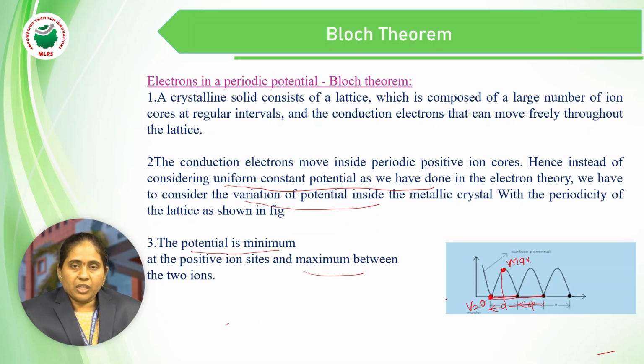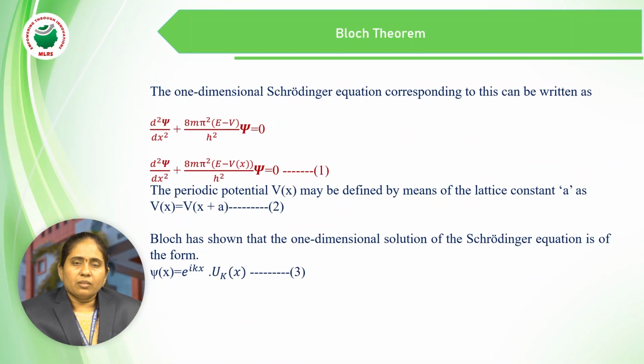So that is periodic potential, which is maximum in between and 0 near the nucleus. These are the assumptions made by Bloch. So by these assumptions, Bloch took the wave equation, that is the Schrodinger time independent wave equation in one dimension.